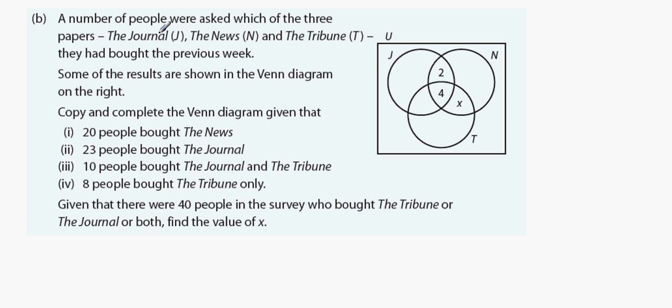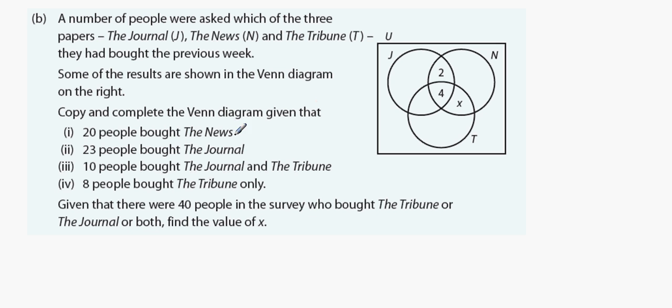A number of people are asked which of the three papers, the Journal, the News, the Tribune, they had bought the previous week. Some of the results are shown in the Venn diagram on the right. Copy and complete the Venn diagram below, given that 20 people bought the News.